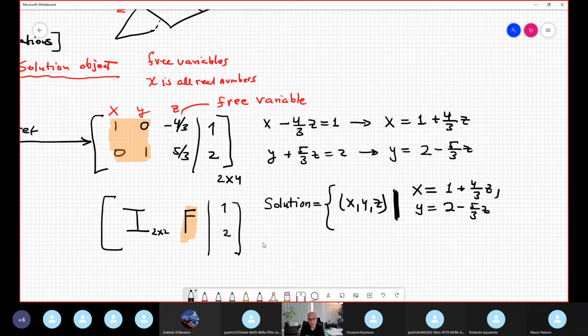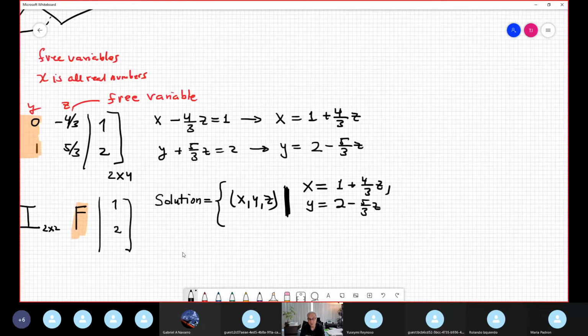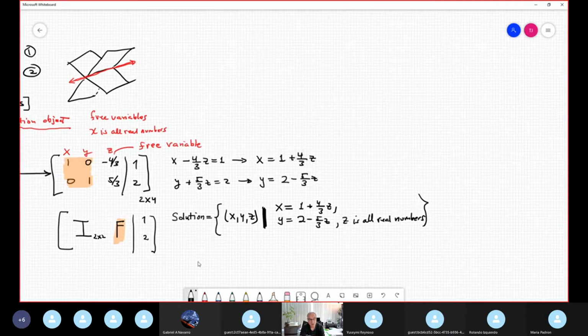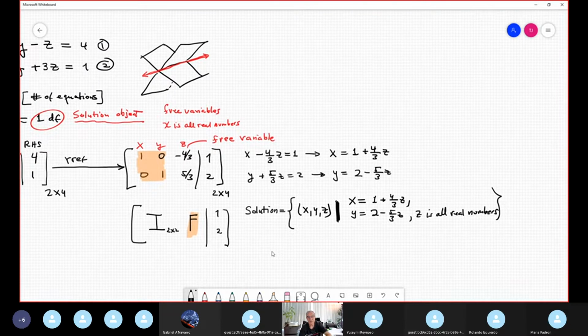And what about Z? Well, Z is free. C is all real numbers. You declare C as all real numbers. And this is the solution space or solution object. Obviously the dimension of this space is 1 because we have one free variable. And so you can represent that line in 3D.